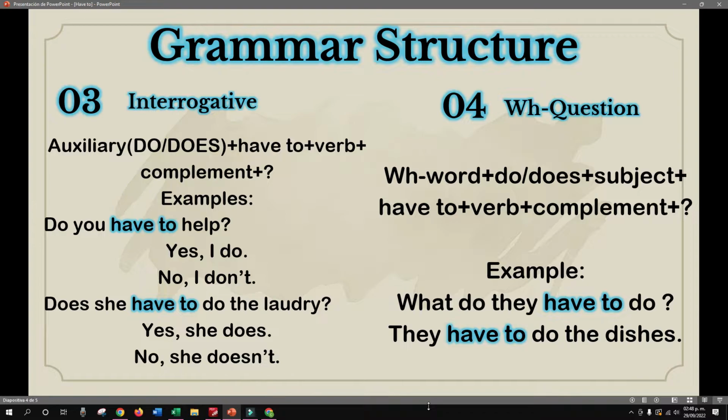Remember that in this kind of questions, you need to answer completely, right? Siempre en este tipo de preguntas, recuerden que deben contestar de forma completa. Yes? No es como las de yes, no question, que solo yes, I do, or no, she doesn't, or something like that. No. In this case, you need to answer completely. They have to do the dishes.